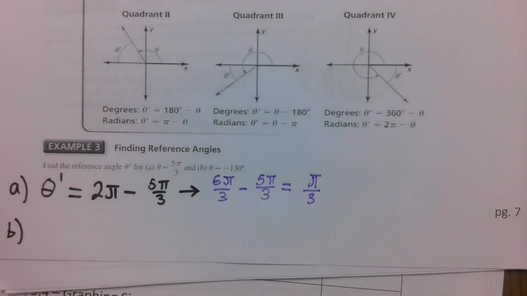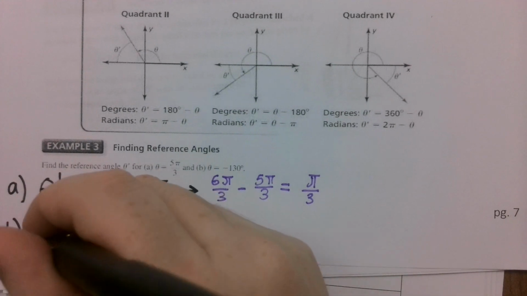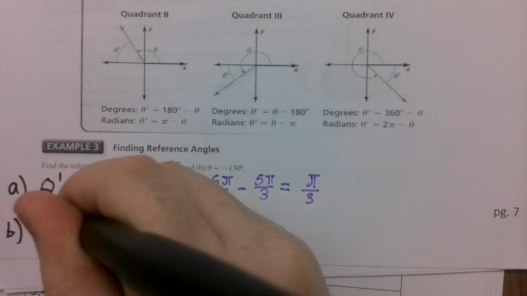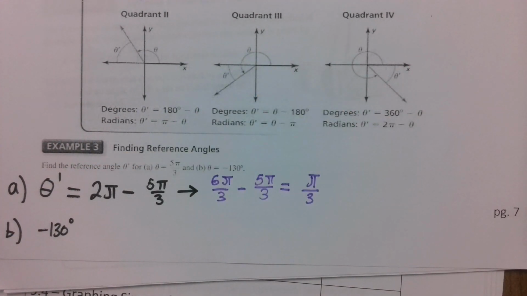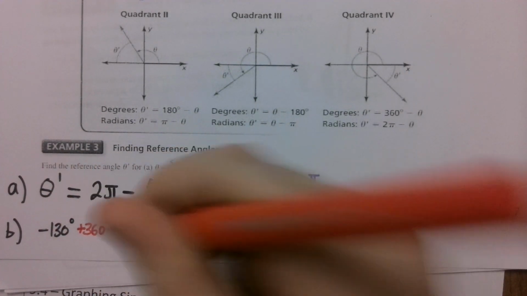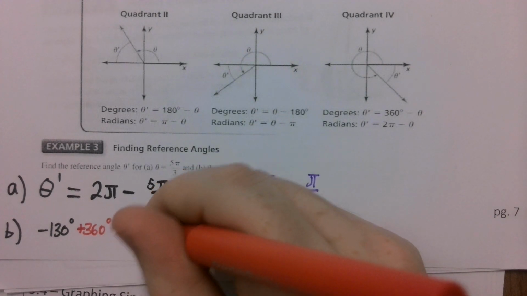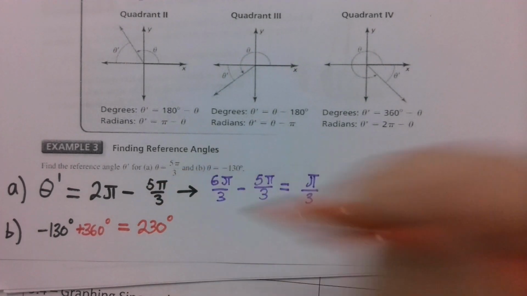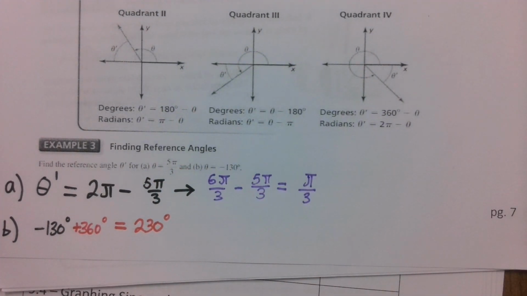For part B, we have a negative 130-degree angle. So we're going 130 degrees backwards. It might help you to think of this, instead of as a negative 130-degree angle, to think of what's coterminal to it. So remember, to find a coterminal angle, you can add or subtract multiples of 360. We want to add 360 here so we can get a positive coterminal angle. This is going to give us 230. This is the same as a 230-degree angle.